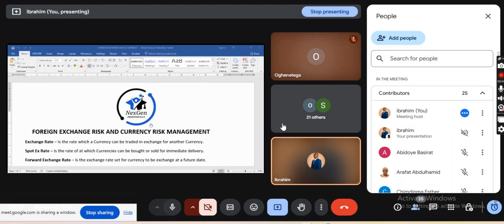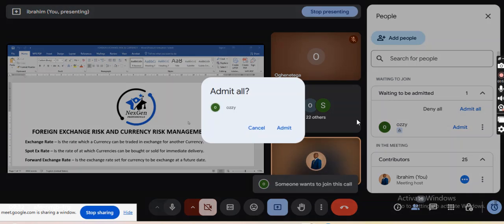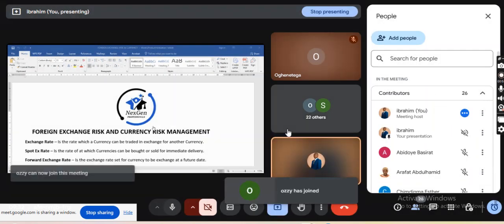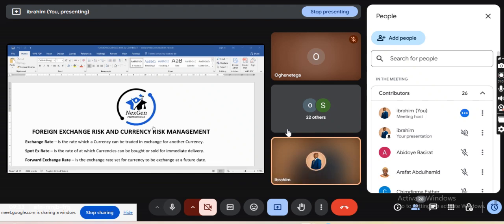Now we'll start with exchange rate. What is exchange rate? Exchange rate is the rate at which a currency can be traded in exchange for another currency. That is exchange rate.